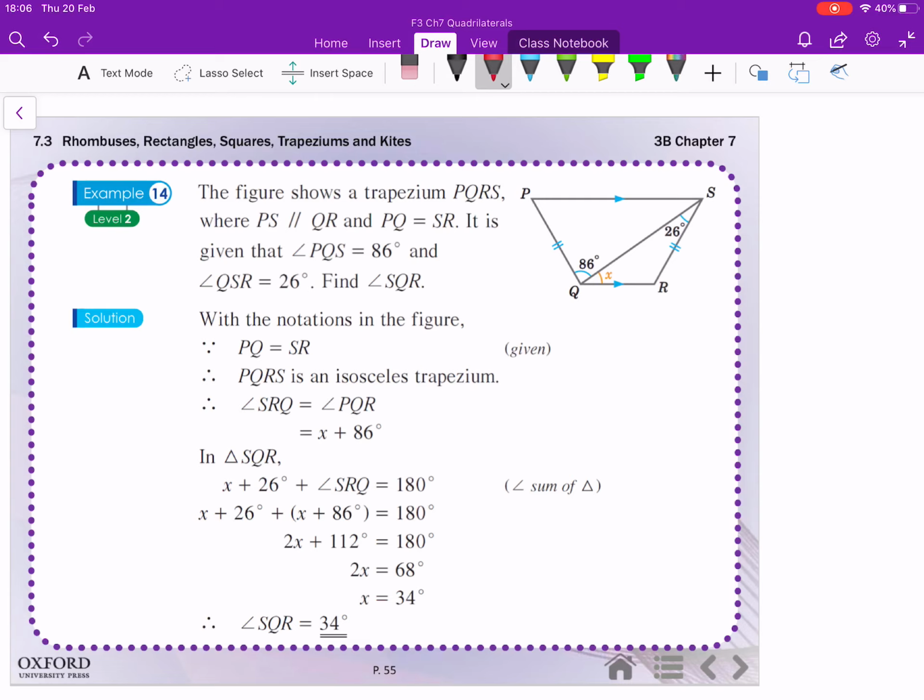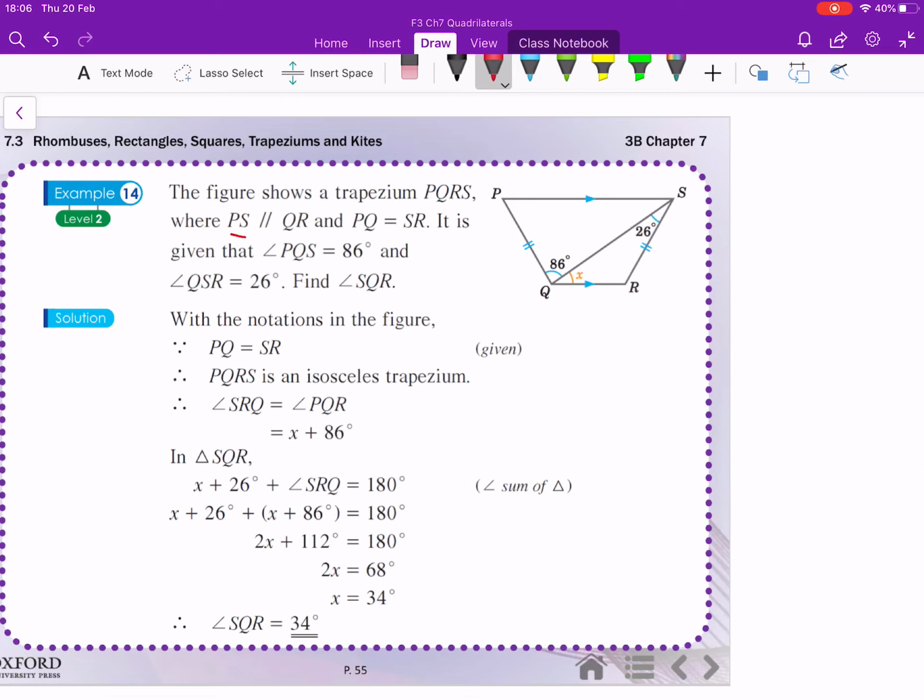Okay, this one, we have a trapezium, and read carefully. The trapezium has this pair of parallel sides and also these two sides are equal. So actually this is an isosceles trapezium, and we have some angles. We have to find out the value of x, meaning angle SQR.